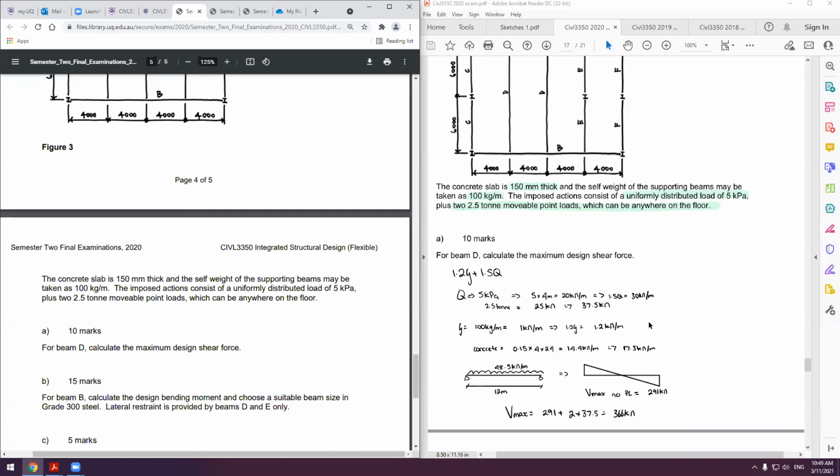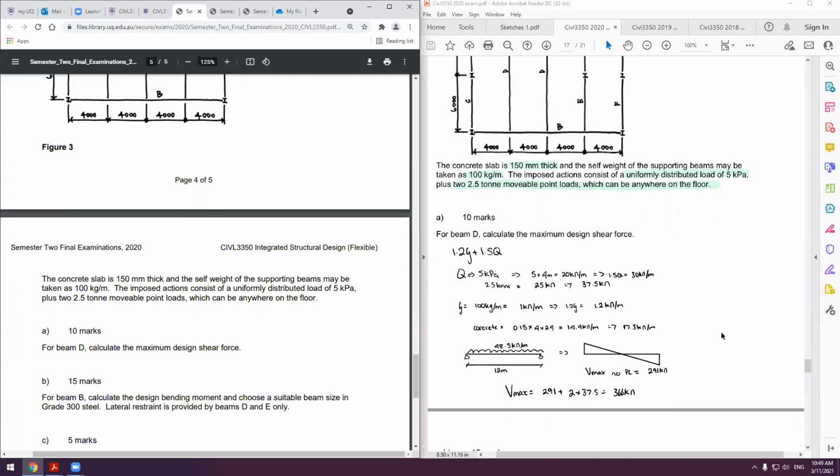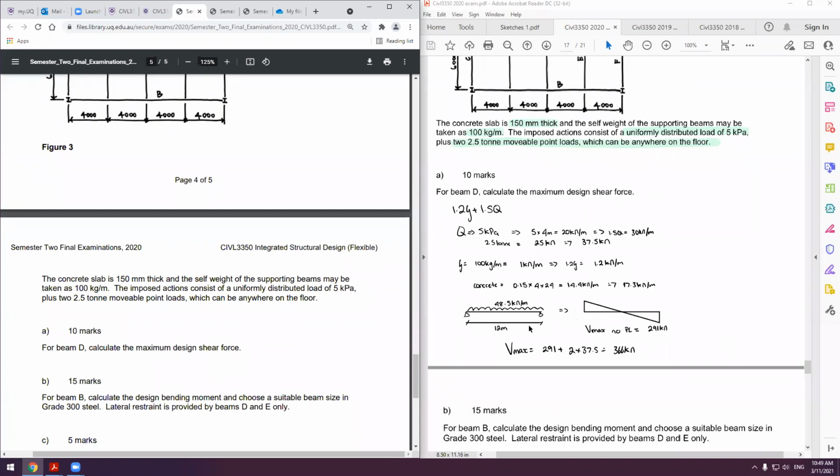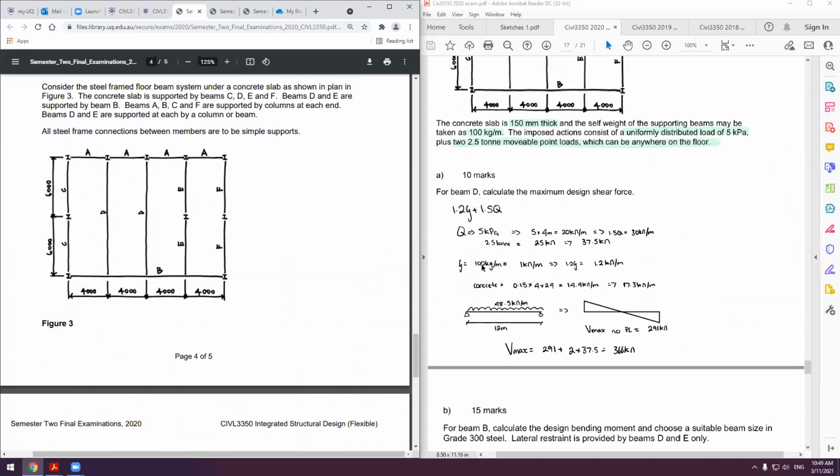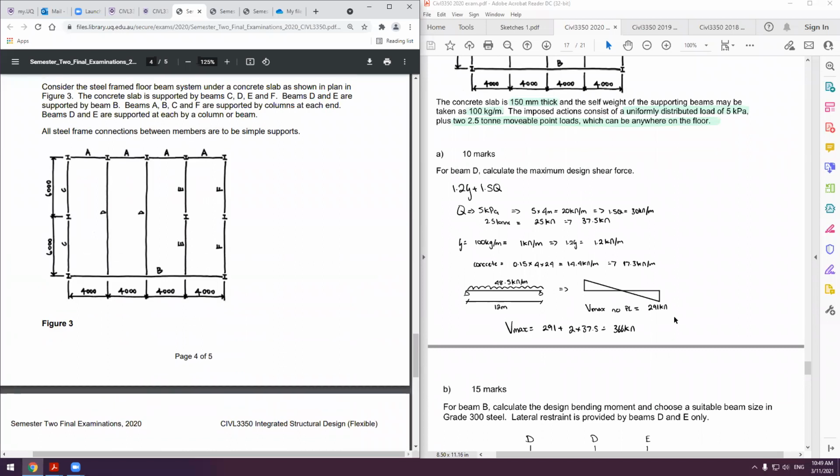G is 100 kilograms per meter, which is 1 kilonewton per meter. And then our concrete, so we're just essentially finding the force of our concrete, 150 mm thick, so 0.15 times our width times our density of concrete. Other than your point loads, they are applied as all UDLs, which comes out as about 48.5 kilonewtons per meter over your length of D, which is 12 meters, which you can calculate as 291 kilonewtons, plus your 2 point loads.